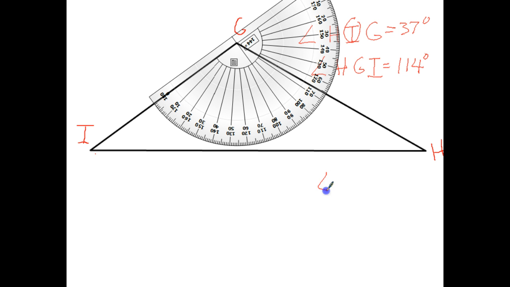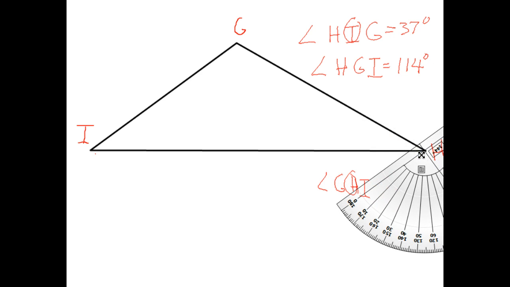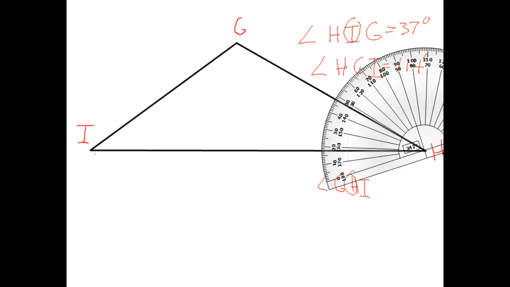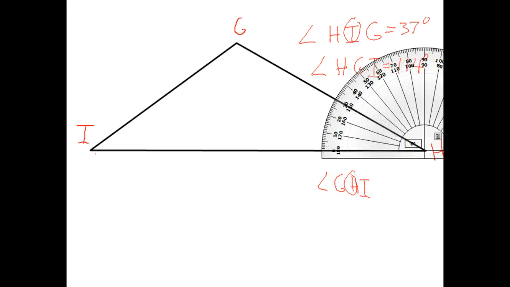And then we got one angle left over. Angle GHI. So H is in the middle. That's where I want to put my bullseye. Get my H in the middle. Spin him around. Get my 0 on the line. It's acute. And it looks like this one is coming right on the 30 degrees.